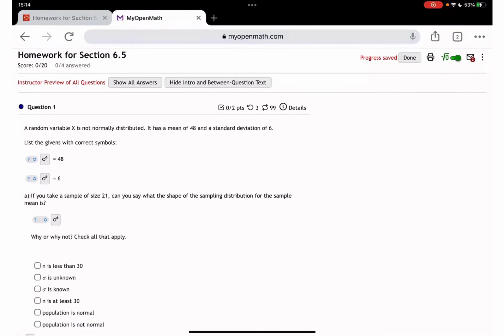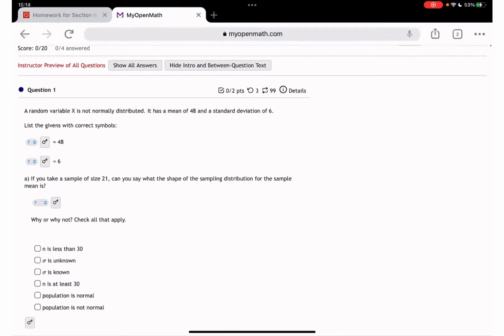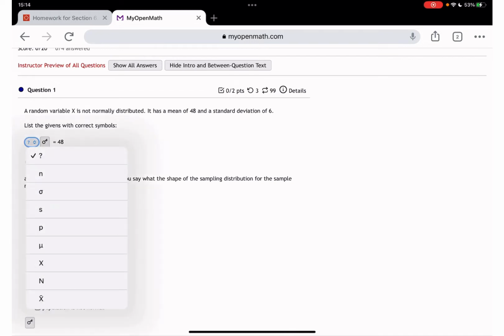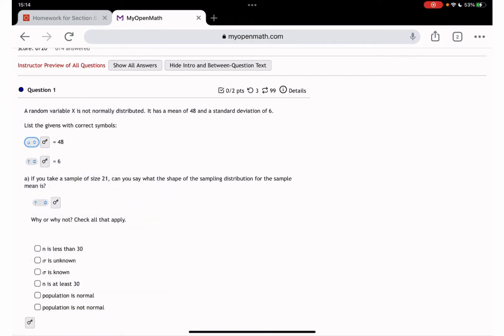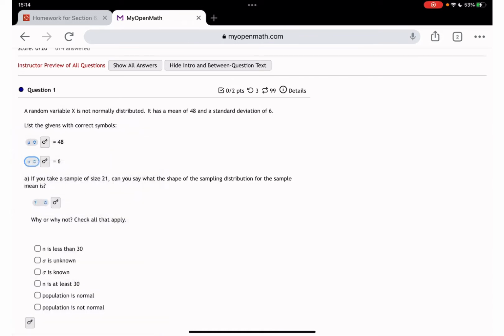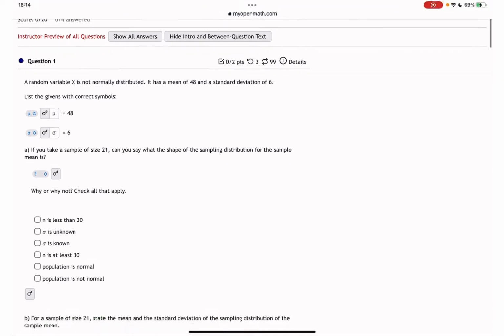Homework for section 6.5. Question number 1. A random variable x is not normally distributed. It has a mean 48 and standard deviation 6. So what is this one? It says mean 48. Where is our mean? Mu. Here it is. And standard deviation, it's going to be our sigma. Okay, let's check. Correct.